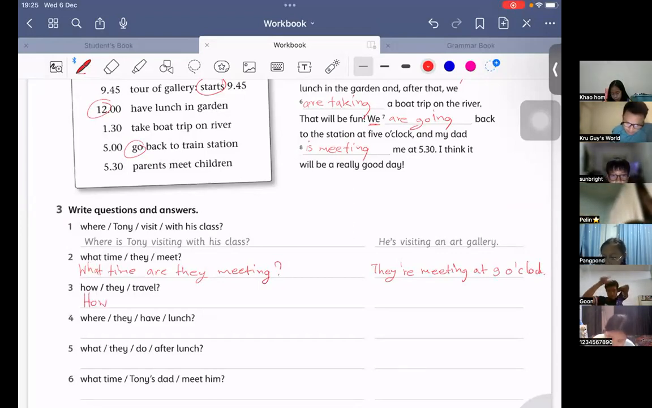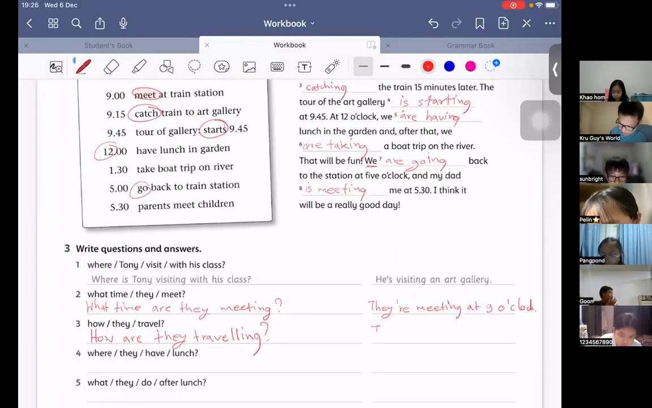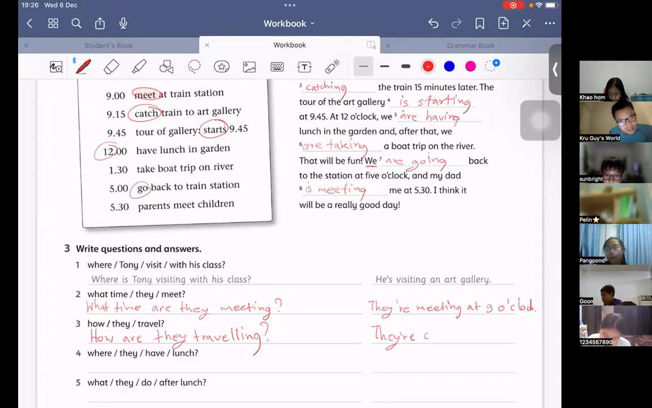How are they traveling? They're traveling by what? Car, train, bus? By train. Good. Catching a train. I think it's better to say it that way, but you can say they travel by train. It's fine. It's correct. Next one, number four, Fafa.